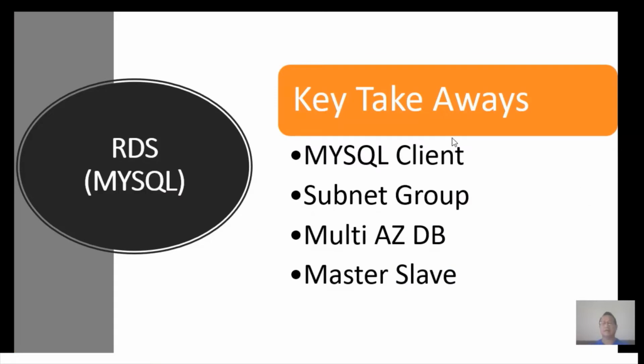Now the key takeaways: we'll know what is a MySQL client and how to connect to the RDS from an EC2 instance. We'll know what is a subnet group. We'll be learning about what is multi-AZ DB and what is master slave. Okay, so let's get started.